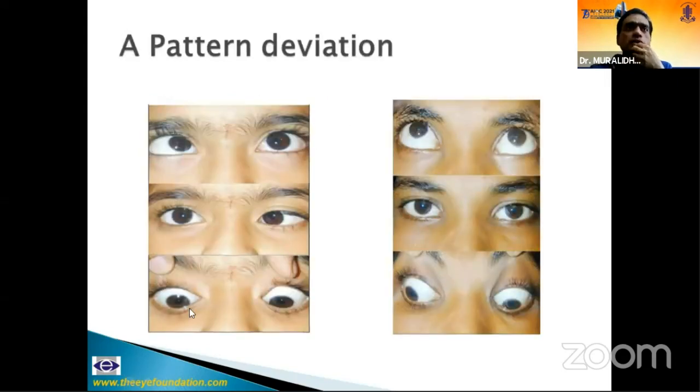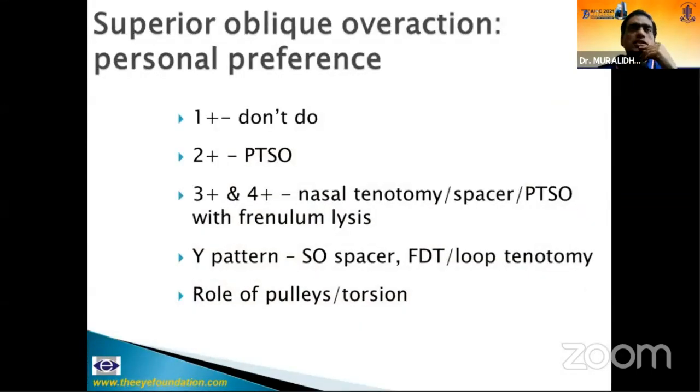So this is the most common condition. This patient has an A pattern esotropia, and this patient has a V pattern exotropia. If they don't have oblique overactions, please don't touch the obliques. But if they do have oblique overactions, then you actually need to do the obliques. And this is my personal preference: 1+, you don't do. PTSO can be done.